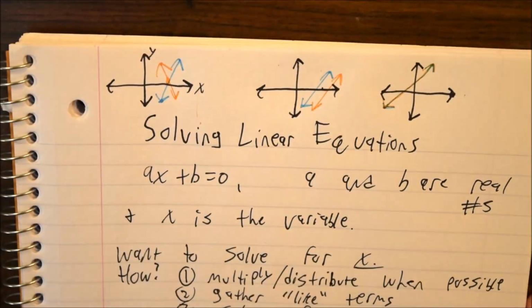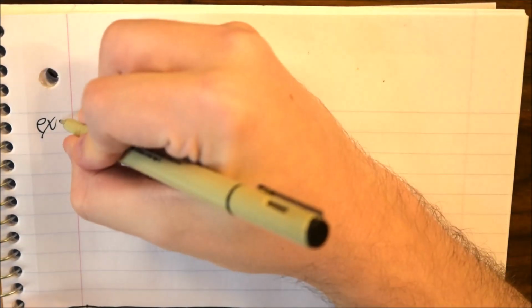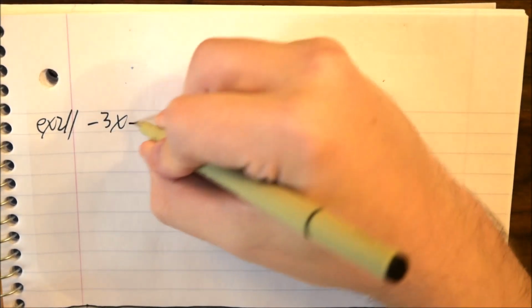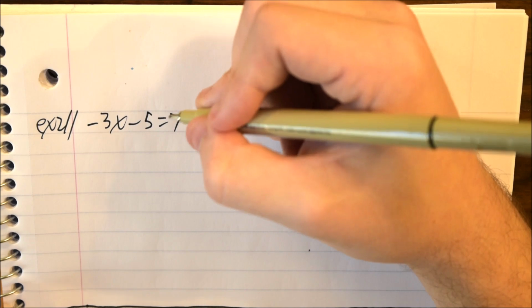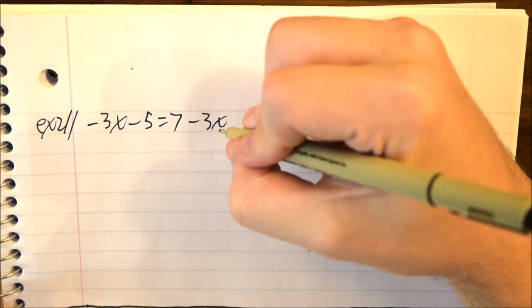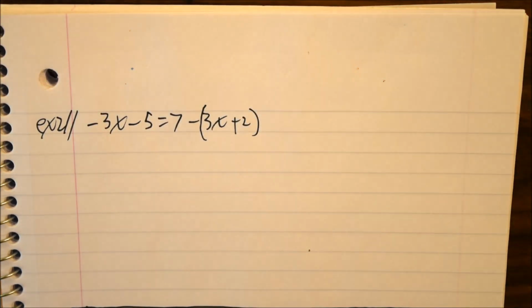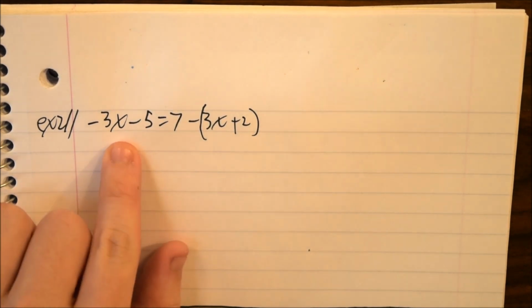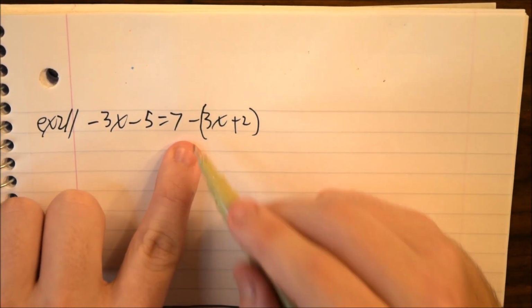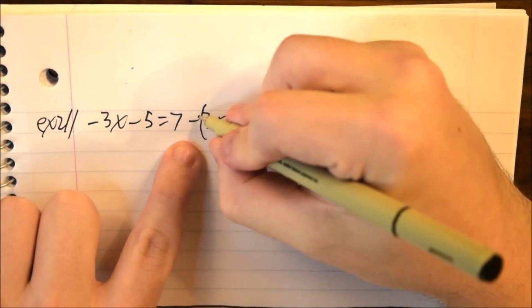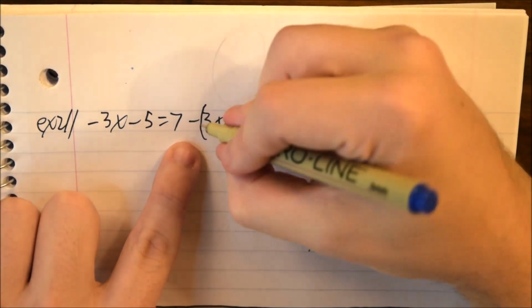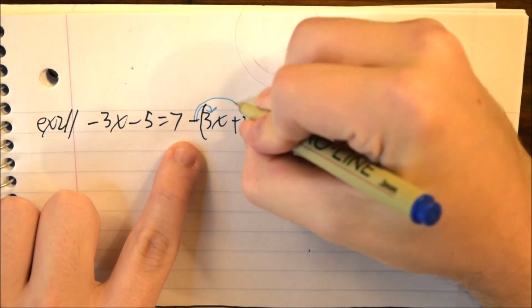All right, let's look at another example. Example 2. So let's look at negative 3x minus 5 equals 7 minus (3x plus 2). The left-hand side, I don't have to worry about multiplying or distributing anything, but on the right-hand side I do. I have this minus sign sitting out front, so I have to distribute the minus to both of these on the inside.